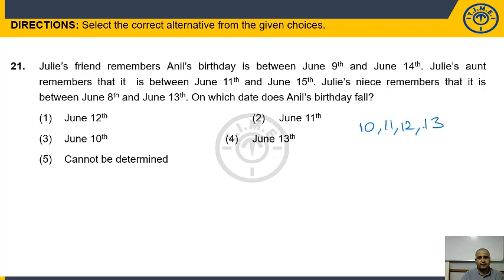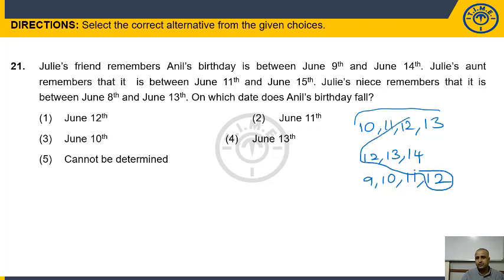Julie's aunt remembers that it is between June 11th and 15th. So what are the possible dates? 12, 13, 14. Julie's niece remembers that it is between 8 and 13, which is 9, 10, 11, 12. So on which date does Anil's birthday fall? Considering all these three persons' information, 12 is the only number common. So June 12th. Choice 1.